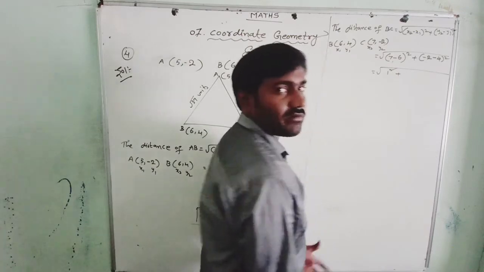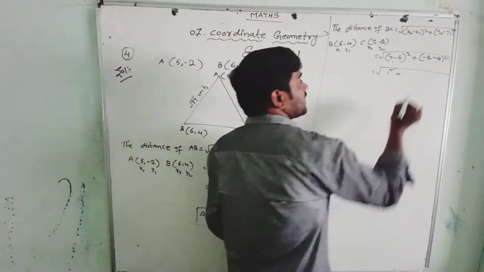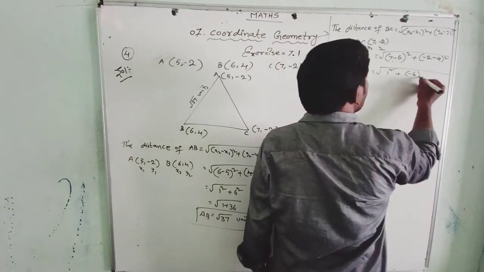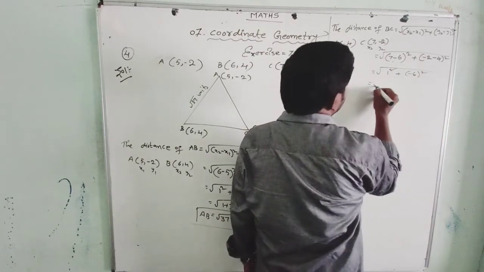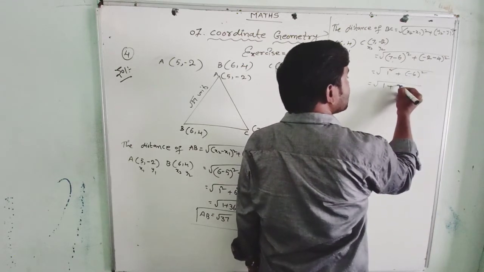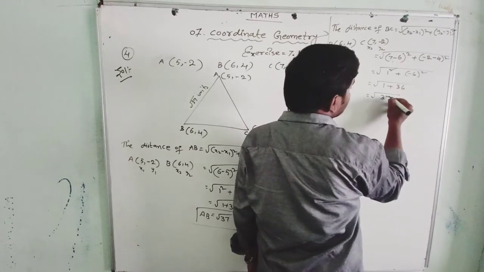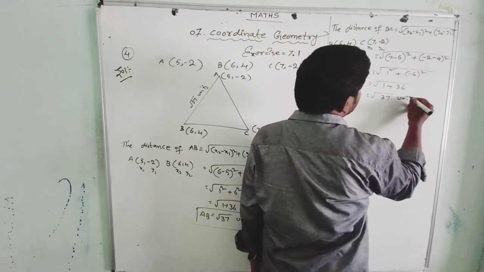The sum of two negative numbers is also a negative number. Adding two negative numbers gives a negative number. Minus 2 minus 4 is minus 6 whole square. So 1 square is 1, plus minus 6 whole square is 36. So 1 plus 36 is 37 units.